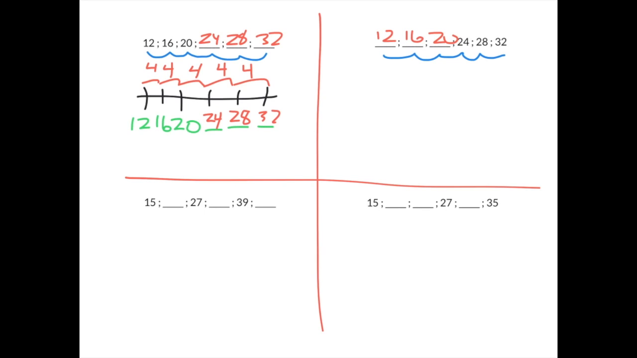And if we look at the second question, it's the exact same thing, but we're working from the larger numbers first. So 32, 28, and 24. But the skip, or the difference between each number, is still the same.